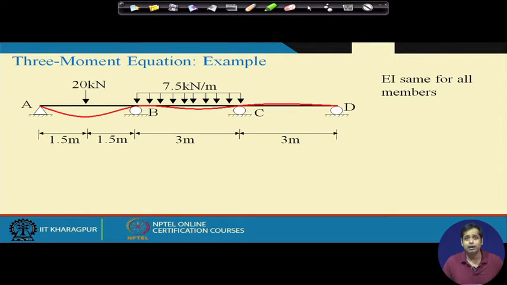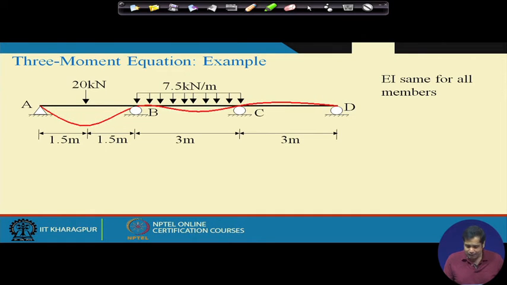Last class we had one demonstration of the three moment equation, and that demonstration was through a three span continuous beam. They are subjected to some external loading, and we determined the bending moment at different supports, and then the corresponding bending moment diagram. This was the problem we considered yesterday, and this is the deflected shape of the beam.